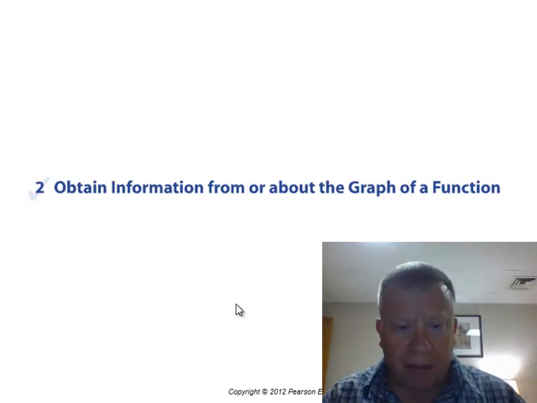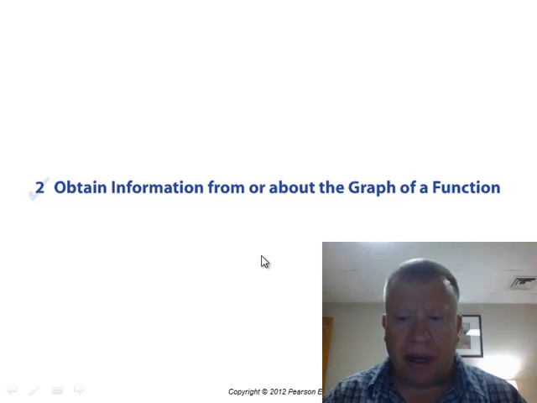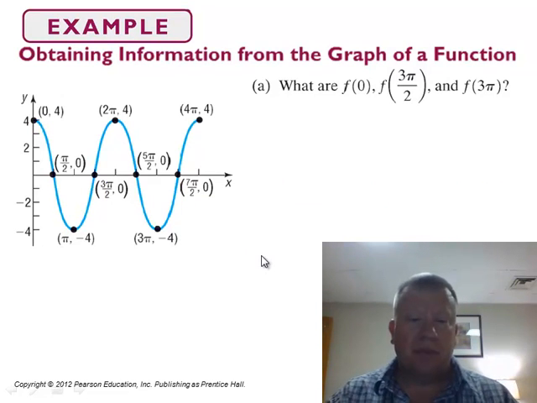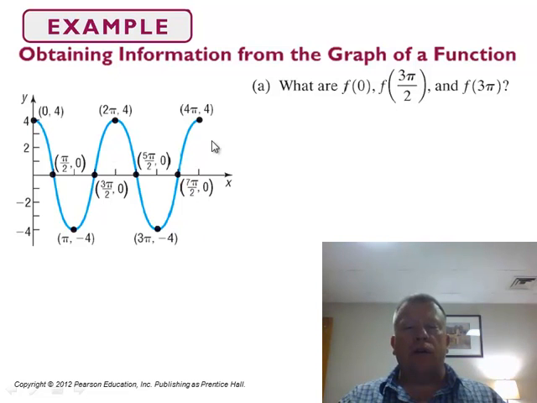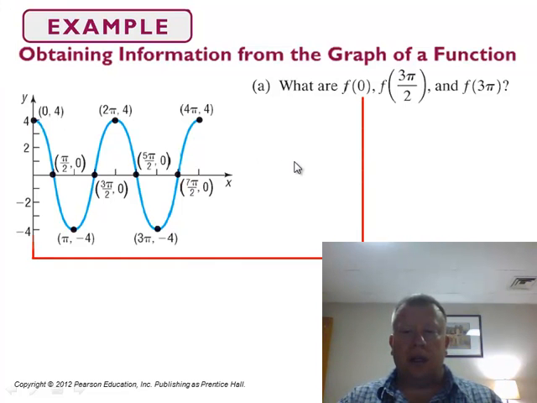So let's talk about obtaining information from or about the graph of a function. So suppose that this graph is all you have to define your function. And of course, you've got the coordinates of some points on the graph. Can you answer the question, what is f of 0? Meaning, what is the function's value when x is 0? Well, when x is 0, the function has the value of 4. So f of 0 is 4.